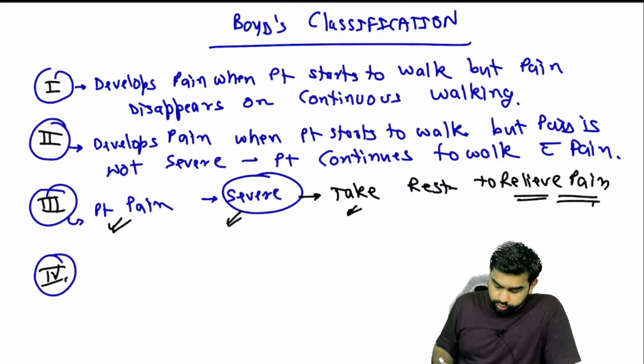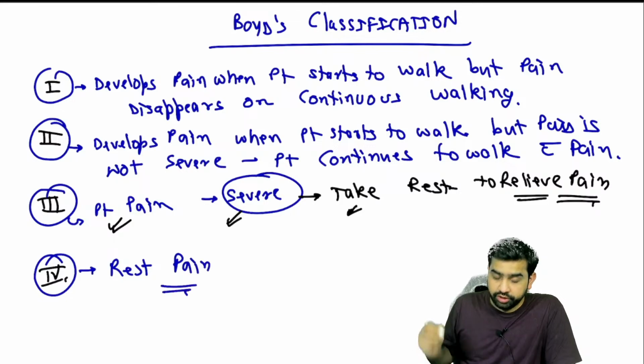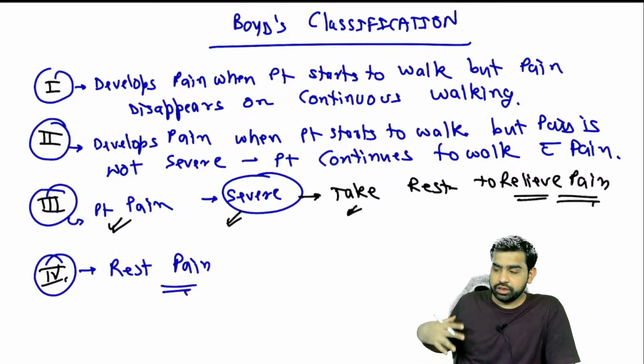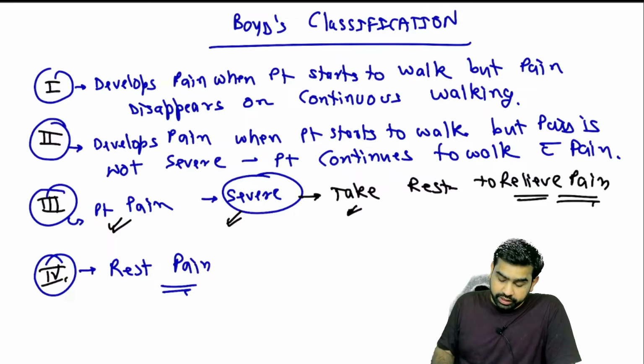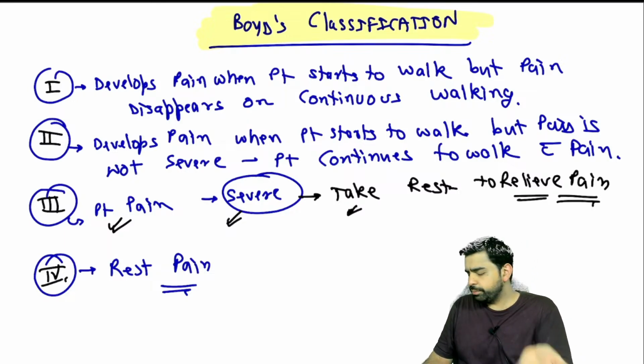Okay, now what about the Boyd's type 4? Boyd type 4 is basically rest pain. This is what is referred to as rest pain, that is, the patient has pain even at rest. So this is important. Just 1 year back, the Boyd's classification was asked in your FMGE exam. So if you don't remember this, please do understand it. I'll just repeat it. It's very simple, nothing major about that.